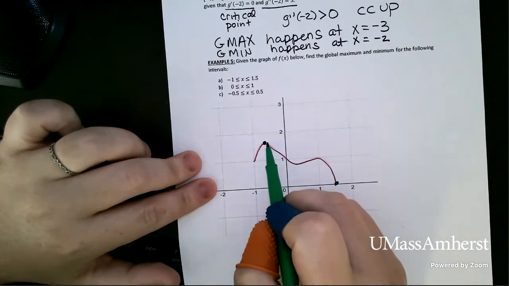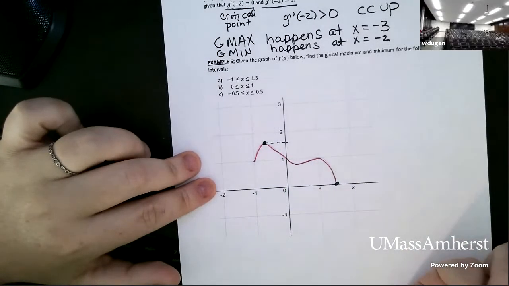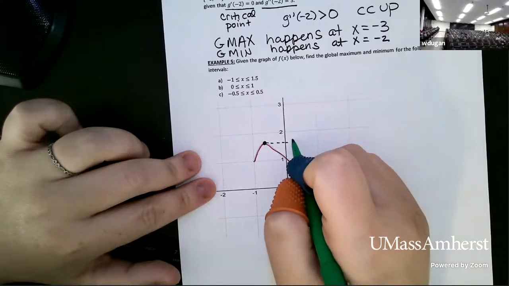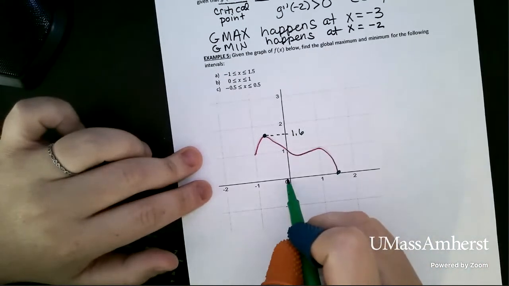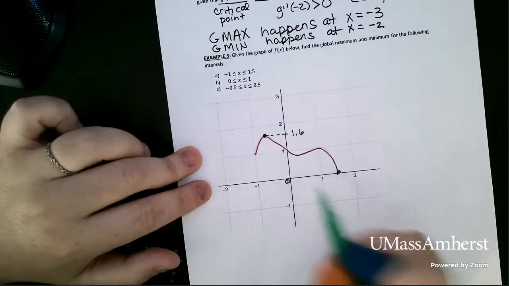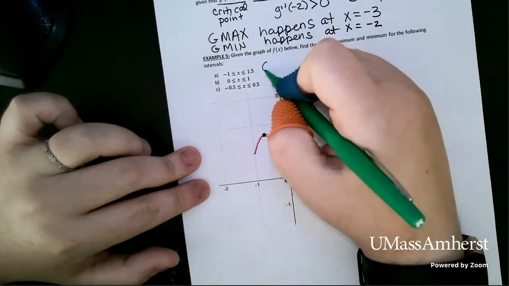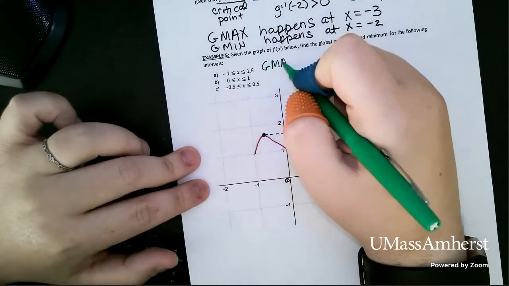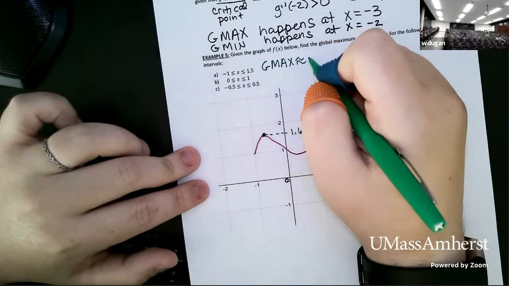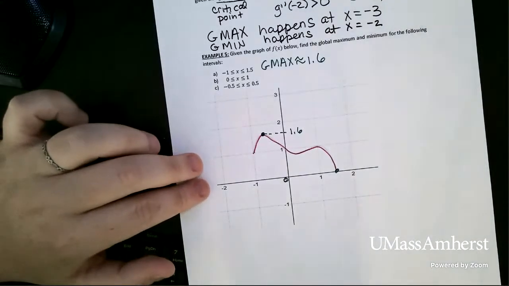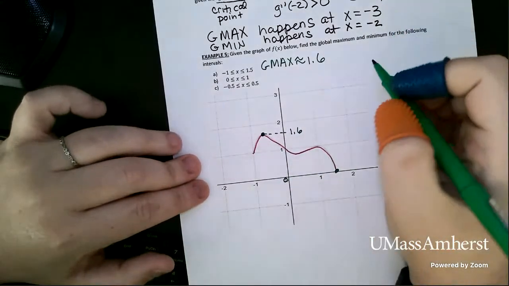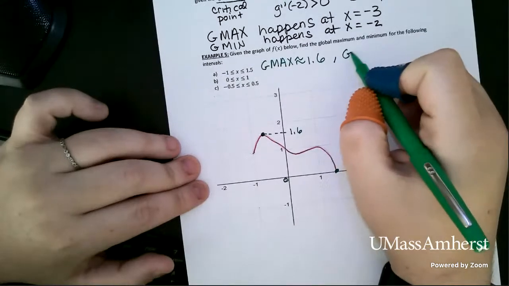The highest point, to me, looks a little bit above the halfway mark. I'm going to call that 1.6. And then this is right at 0, right? So the 0 point. So here, I would say the global max is approximately 1.6. And if you said 1.5 or 1.7, right, it's all an estimation. So roughly right around there.